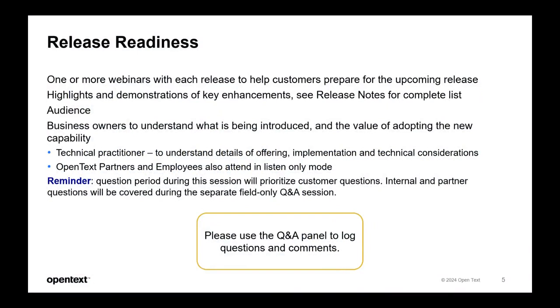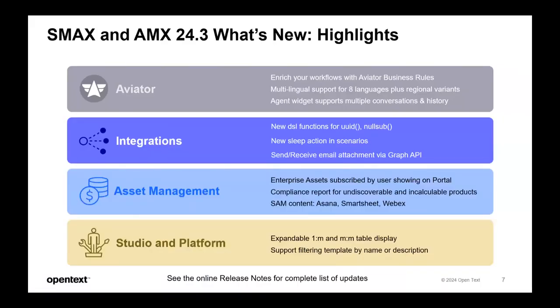This is just a slide to tell you a little bit about the release readiness. If you haven't been to one before, we'll go ahead and move along. All right, so release updates. Here are the broad categories that we have, and we're going to talk through each of these today: improvements for Aviator, integrations, asset management, and studio and platform. These are the highlights of the release. For the complete list of updates and all the information that you need about the release, please check the release notes on the online documentation when the release is officially posted shortly.